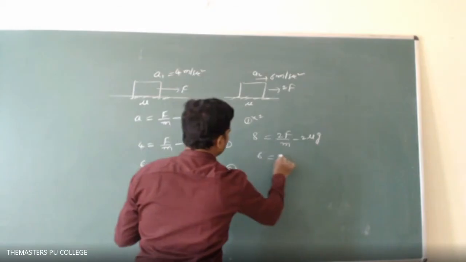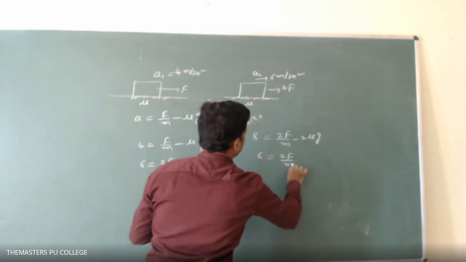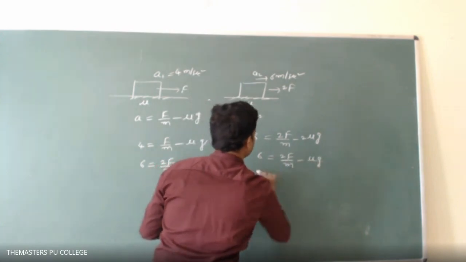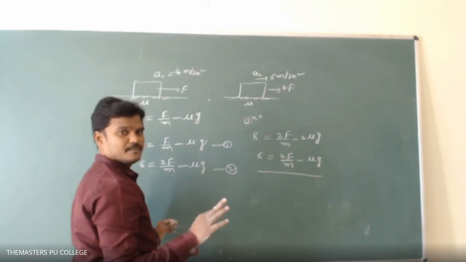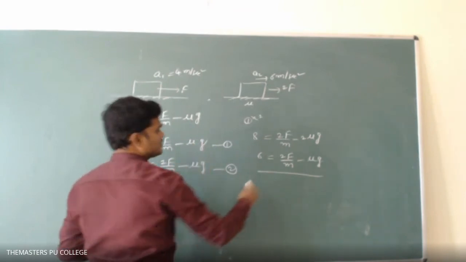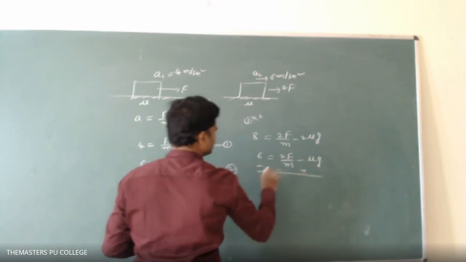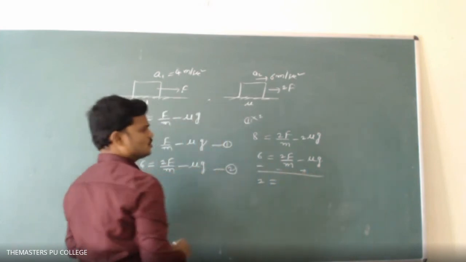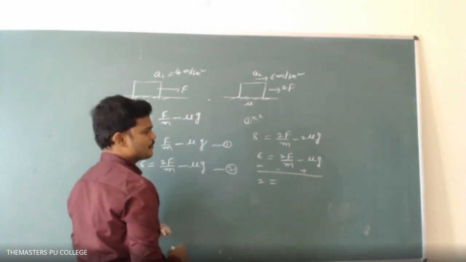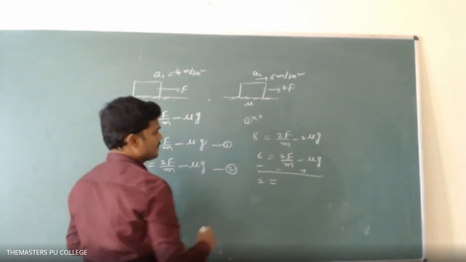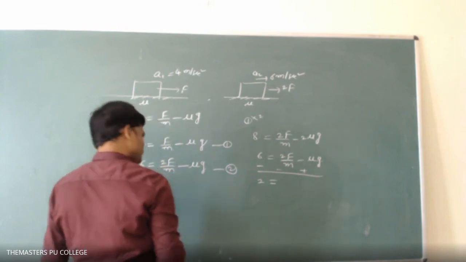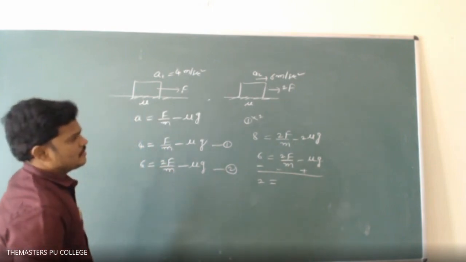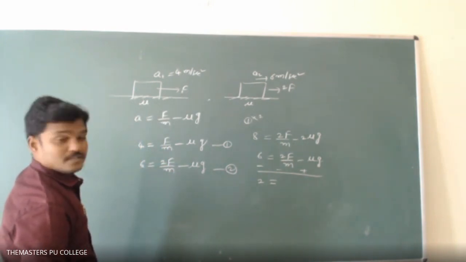Correct, sir. Solve with 2F by m minus mu g. If I got negative, it means the given data itself is wrong. No need to worry, because mu cannot be negative. And subtract. We are getting negative, that is minus mu g.